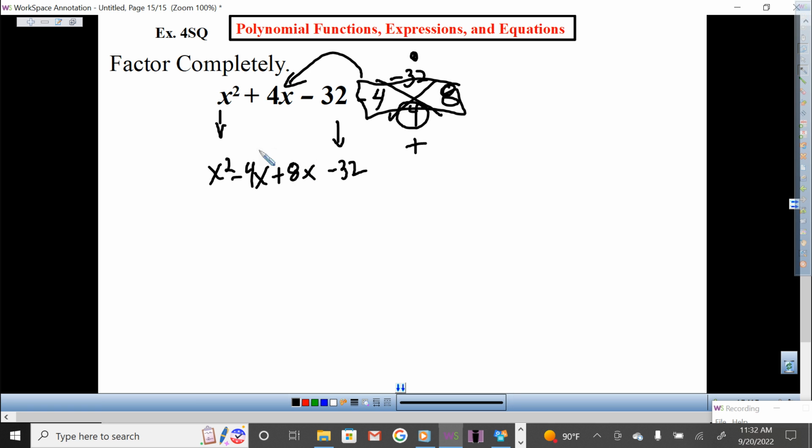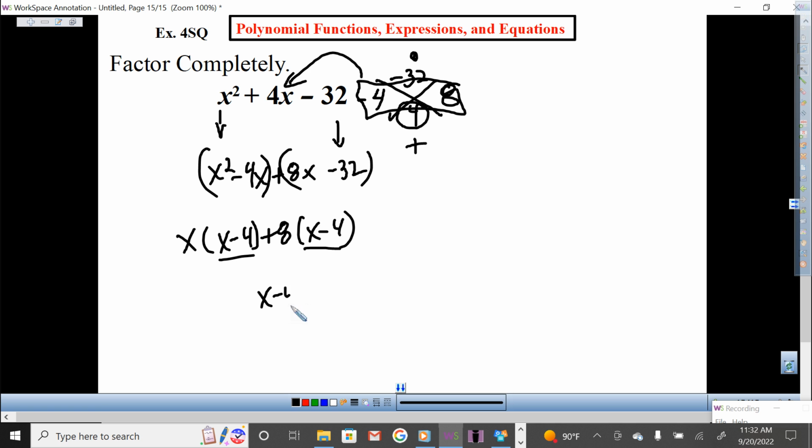So far so good, yes? From there, group. The GCF for these two is x. We're left with x minus 4. The GCF for these two is 8. We're left with x minus 4. Factors: x minus 4. What else? x plus 8. These are my factors. Hands up if you got that. It's gold.